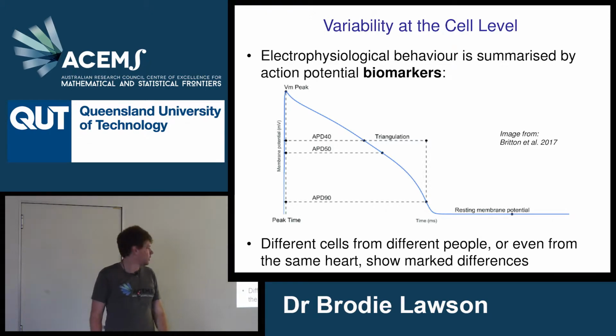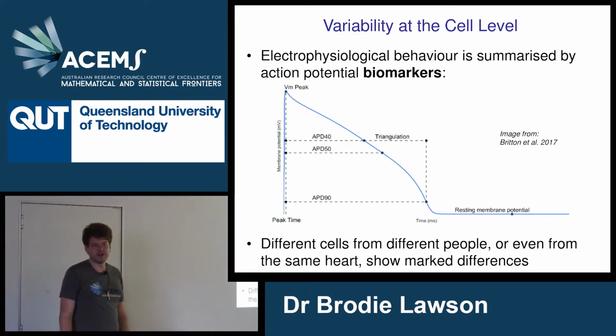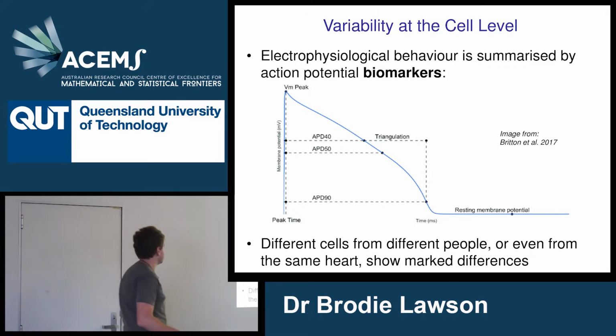So you get a signal when you do experiments, and you can go and collect all of those. But everyone is going to show different values for that. And even different cells collected from the same person will show different values for that.